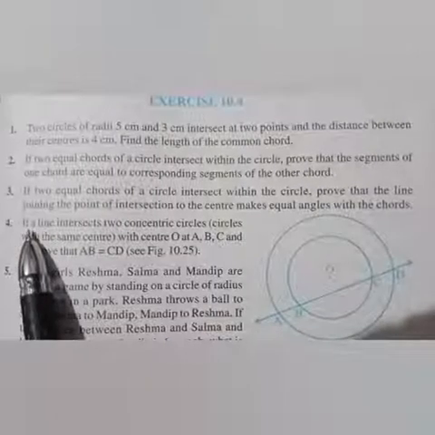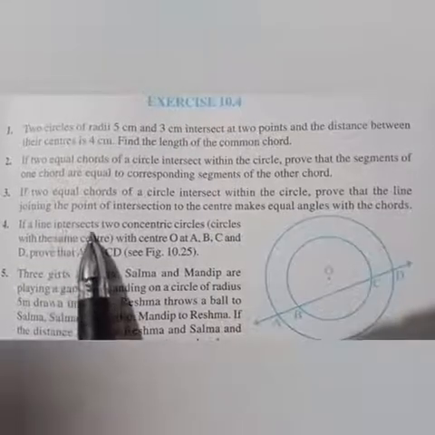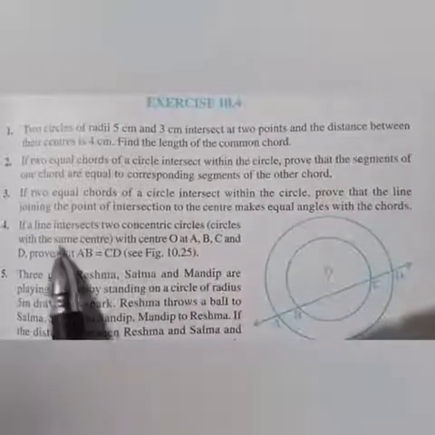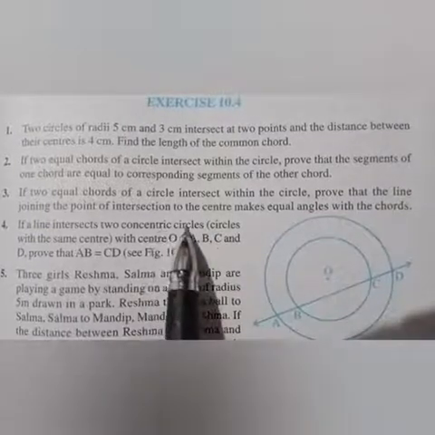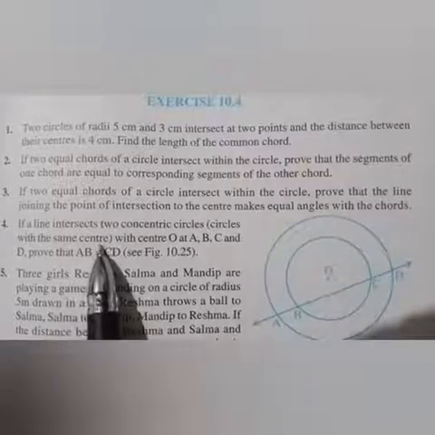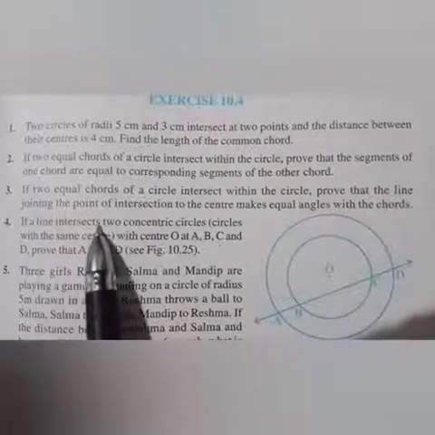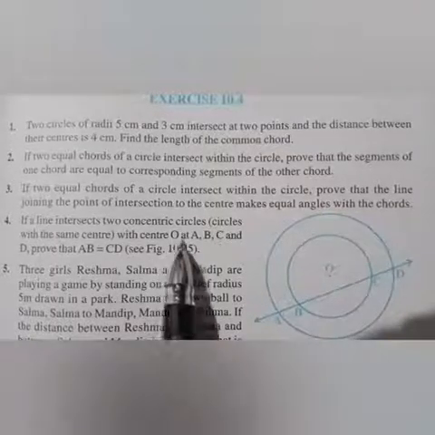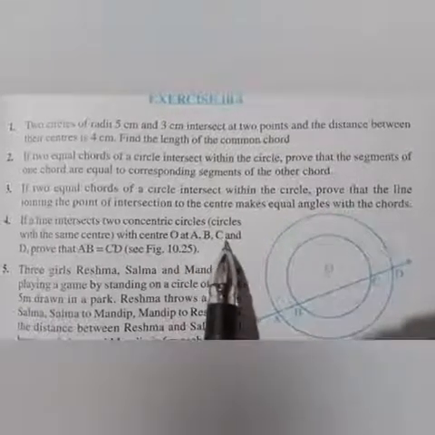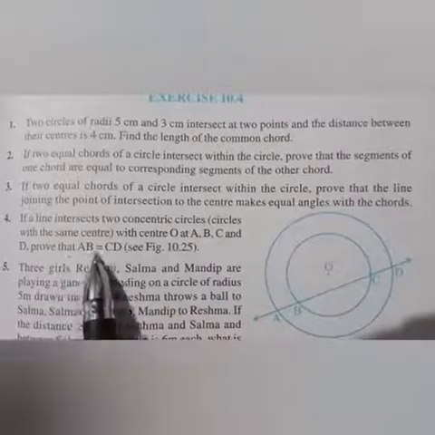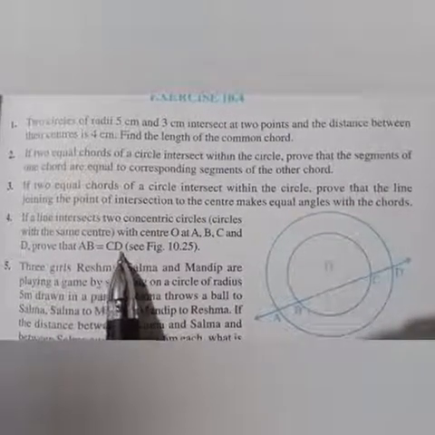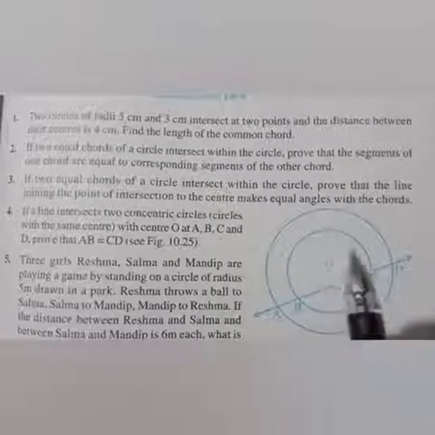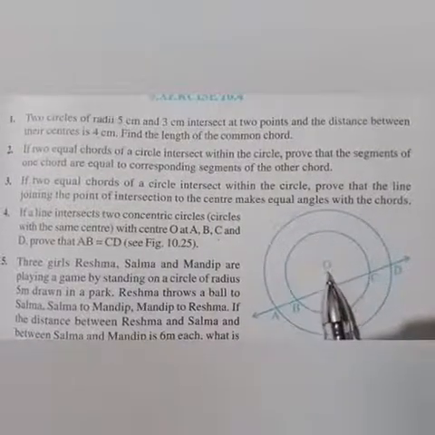Next question 4. If a line intersects two concentric circles with the same center. Concentric circles means circles with the same center. So if a line intersects two concentric circles with the center O at A, B, C and D, prove that AB equal to CD. See figure 10.25. That means this figure is concentric circles.